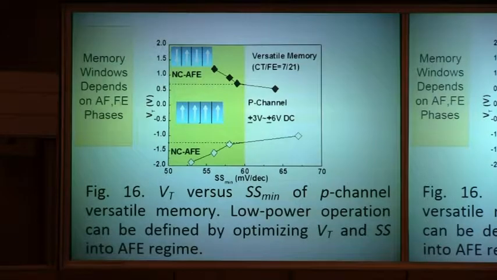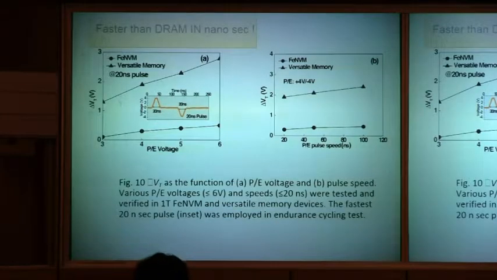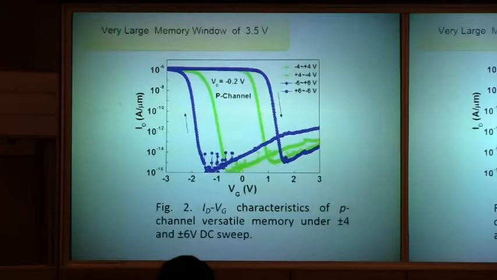So very interesting. And this figure shows that the substrate shrink also depends on the antiferro or ferroelectric phase. Not only the threshold voltage, but also the substrate shrink depends on the phase. Okay. And this also demonstrated the speed. Yeah, in nanosecond speed.